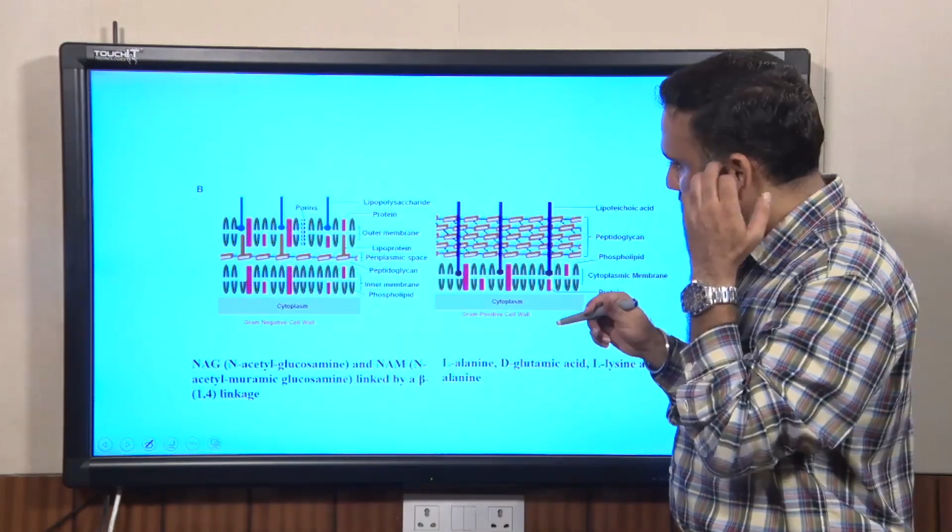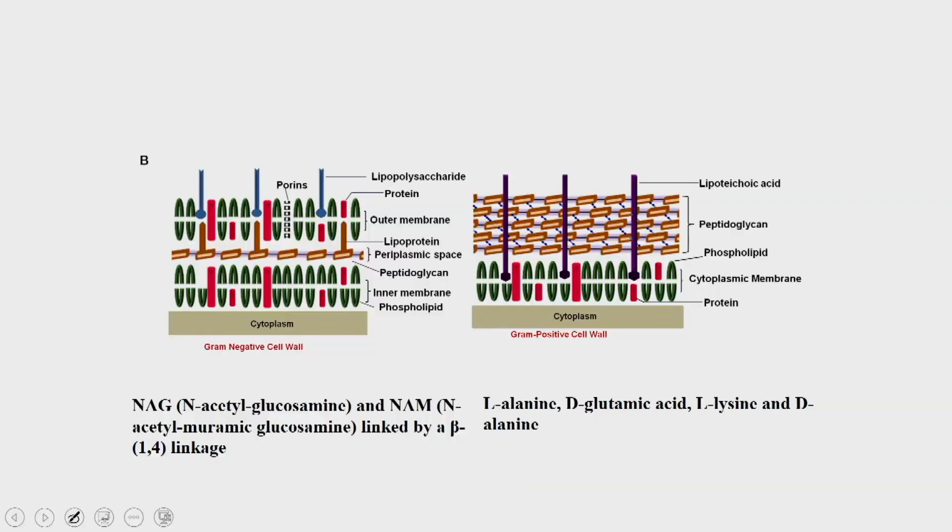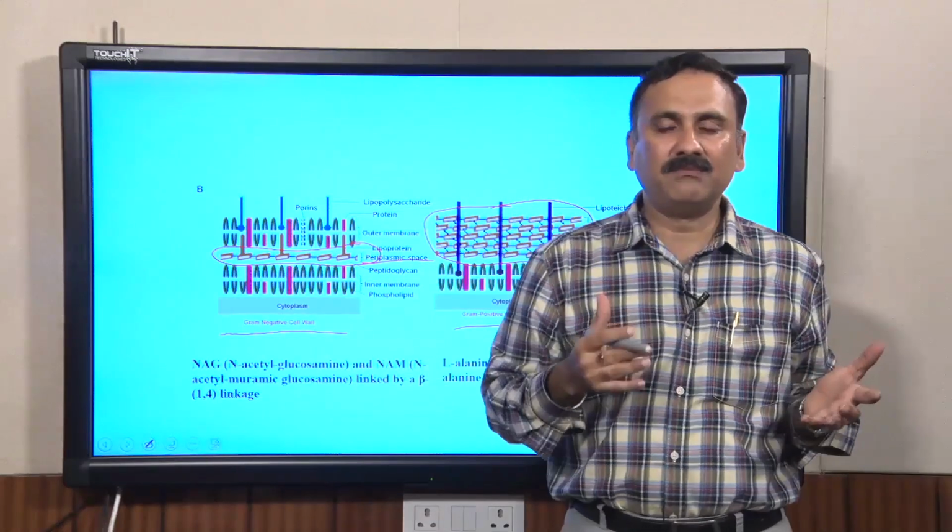Then we have also discussed the composition of the cell wall in the gram negative bacteria and the gram positive bacteria. The major difference is the presence of the peptidoglycan layer. What you see is a very thin layer of peptidoglycan in the gram negative bacteria, whereas there is a thick layer of peptidoglycan in the gram positive bacteria, and that actually makes things very different between the gram negative and gram positive.